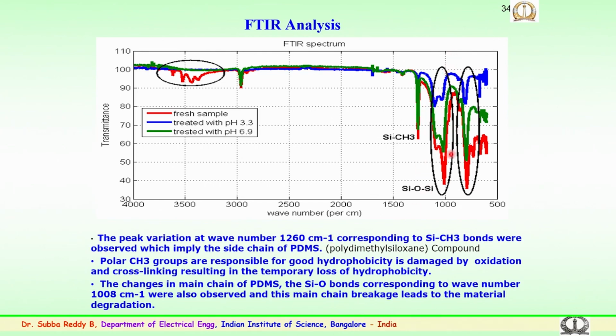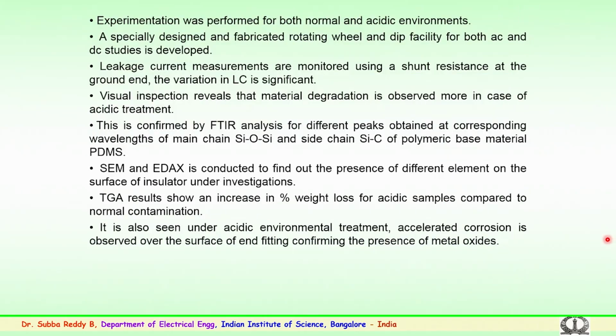So, this shows the material degradation, and you can see the magnitude variation with the pH values. The red indicates the fresh sample, the green the sample treated with pH 6.6 and the blue with pH 3. As the pH value comes down, that is the higher acidity, the chain breakage leads to much more material degradation. This gives the FTIR analysis which is performed on the sample. A similar trend was seen for several of the samples which have been experimented.